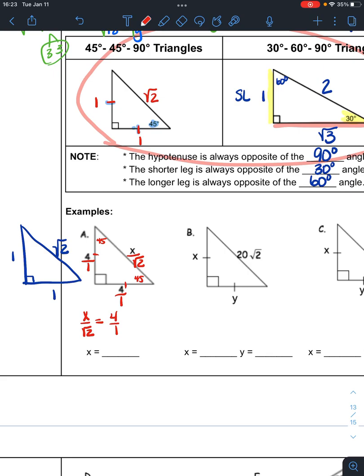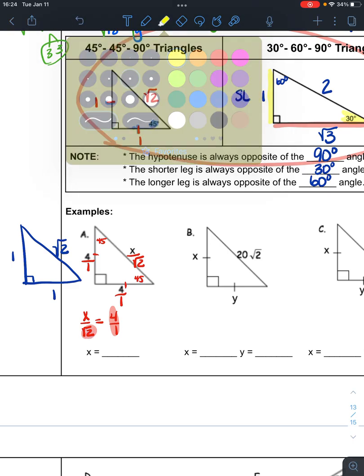Now you're going to see you don't always have to do the whole cross multiplication, and in fact, usually when you're doing cross multiplication, you multiply and then you divide. In most cases here, you're going to want to divide and then multiply. So you're going to want to divide your 4 over 1 and then multiply by the square root of 2.